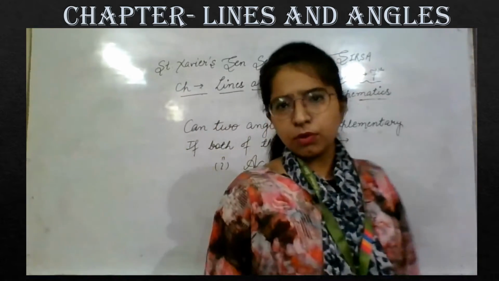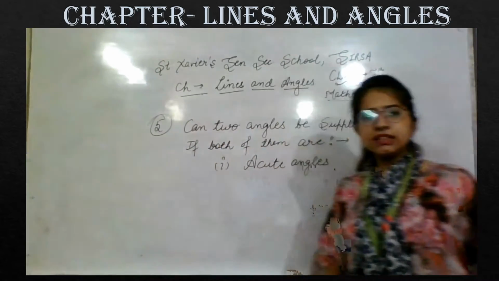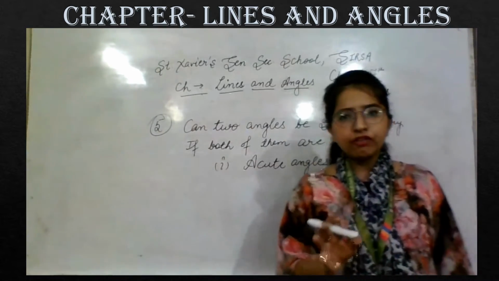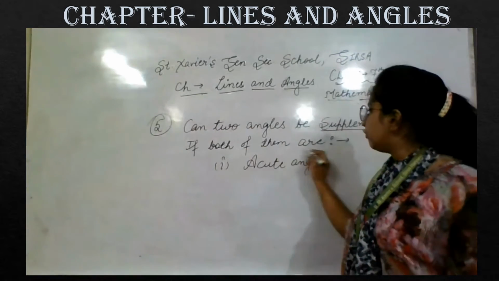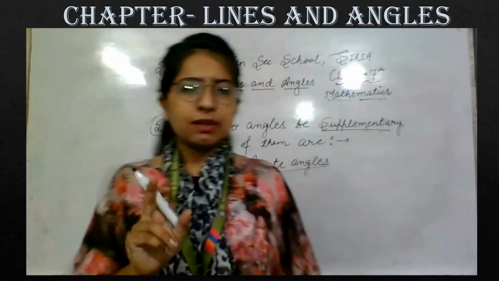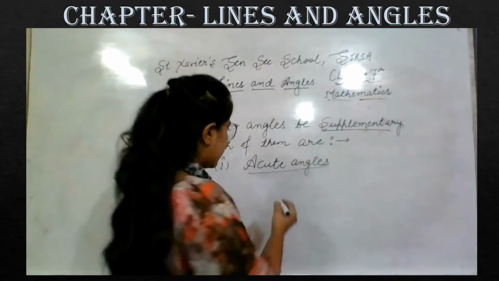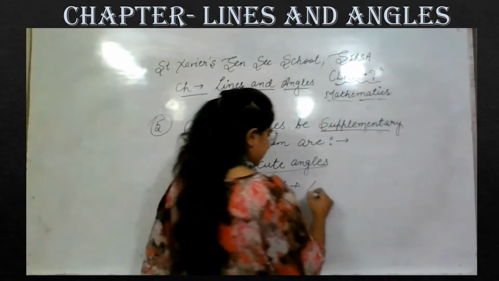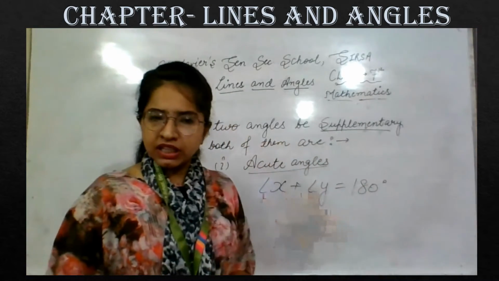So see on the board, what's the question over here? Question number 5 I am doing. Question is, can two acute angles be supplementary? Can both of them be acute angles? So students, you know very well that supplementary angles are those angles whose sum is 180 degree. Two angles you can take, x and the other one y. The sum of both these two angles must be 180 degree.